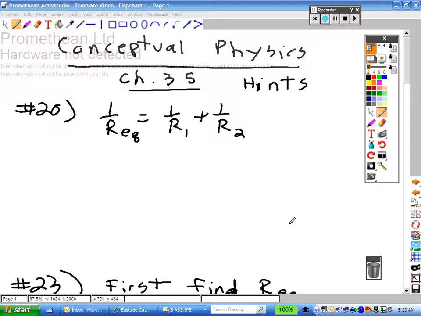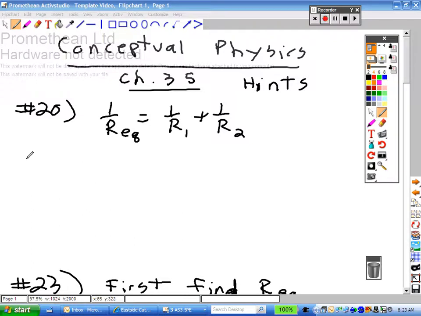Okay, conceptual physics students and possibly some parents, here are some hints for the Chapter 35 textbook assignment. Just a few hints on some of the problems, and this will go quickly, so feel free to click the pause button and work out the problem and then continue.